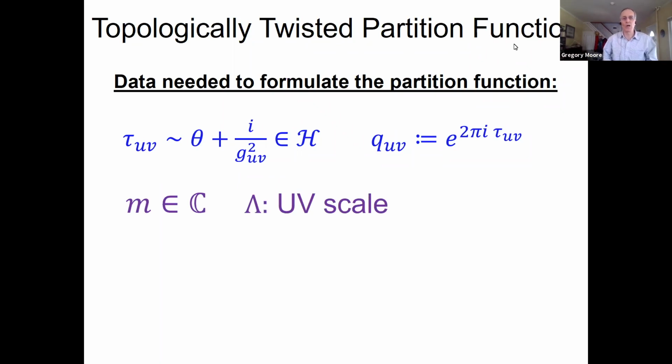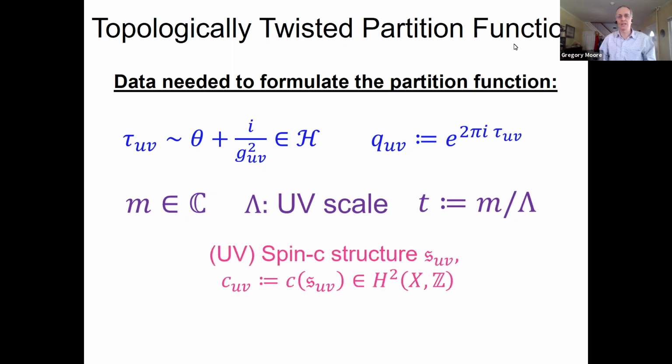And it's not widely appreciated, but even in the superconformal theory, we need to introduce an ultraviolet scale lambda. And indeed, our topological correlation functions enter the theory only through the dimensionless ratio m over lambda. I'll call that t. As I've explained at length, we need an ultraviolet spin C structure, but it will only enter our correlation functions through the characteristic class of the spin C structure.